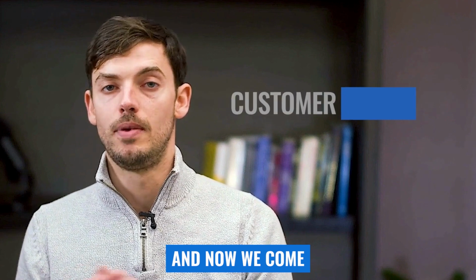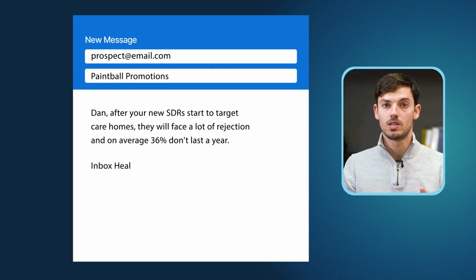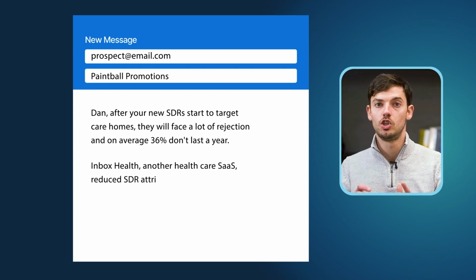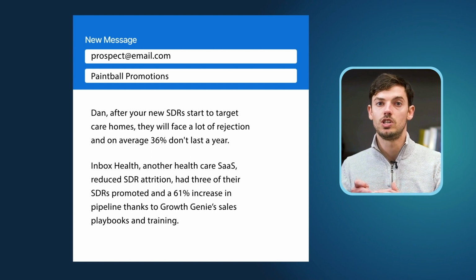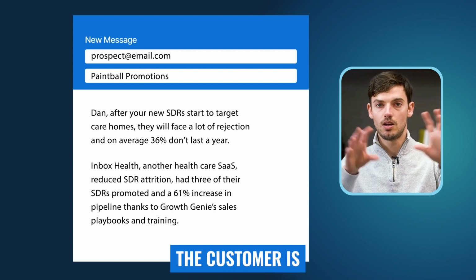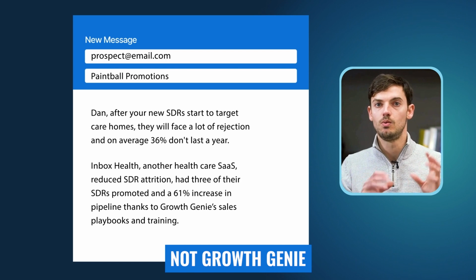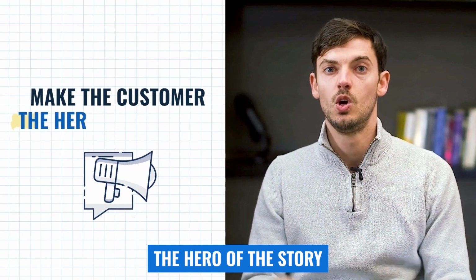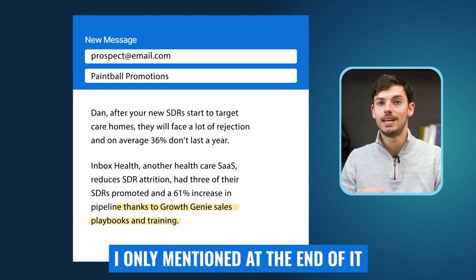And now we come into the customer story. So how has another customer helped solve that pain? Inbox Health, another healthcare SaaS, reduced SDR attrition, had 3 of their SDRs promoted and a 61% increase in pipeline, thanks to Growth Genie's sales playbooks and training. So notice here, the customer is the hero of this story. Not me, not Growth Genie. We want to make the customer the hero of the story. What we do, playbooks and coaching and training, I only mentioned at the end of it.